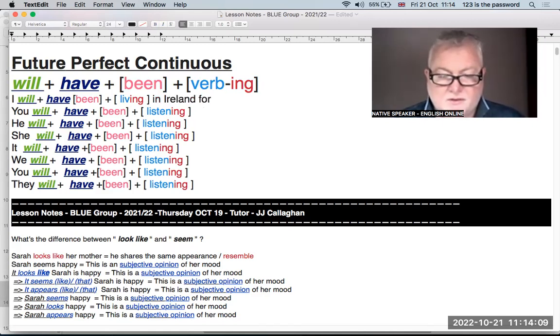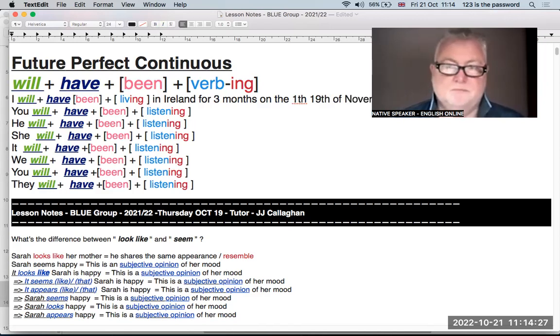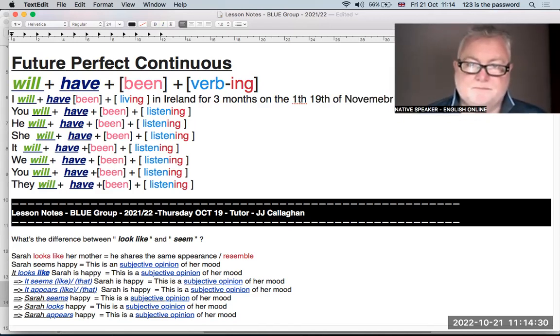Okay. So I will have been living in Ireland for 3 months. Oh, so you've been in Ireland for 3 months? No, I will have been living in Ireland for 3 months on the 19th of November. I will have been living in Ireland for 3 months on the 19th of November.